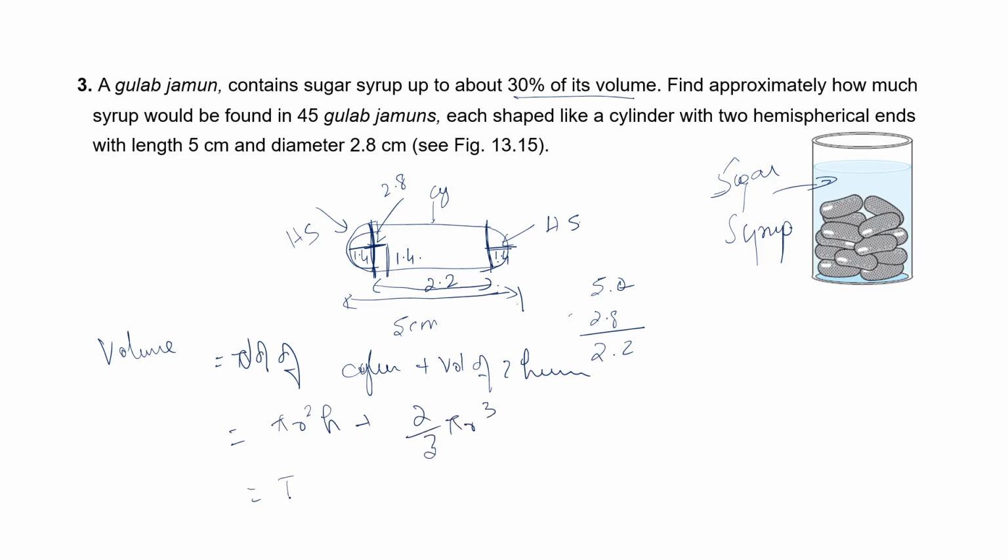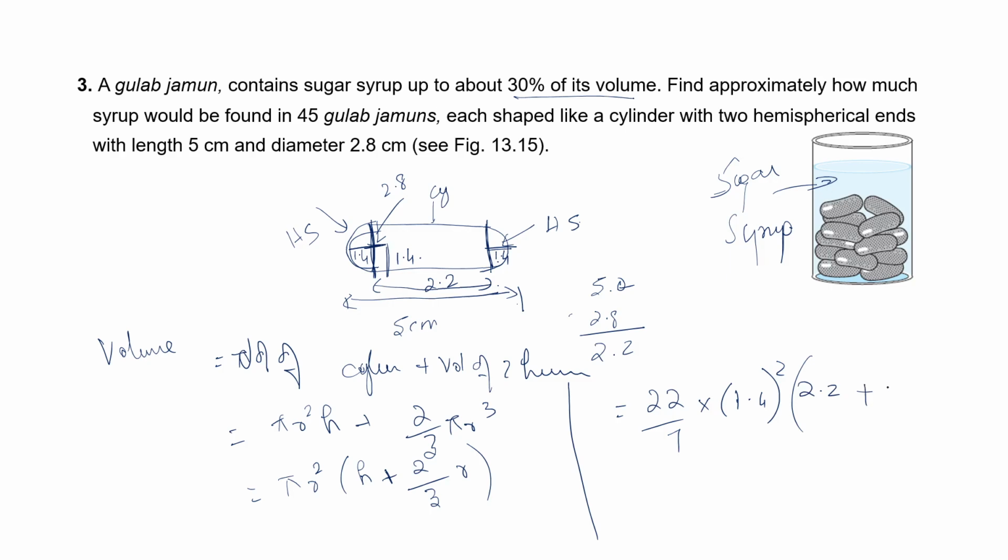Since r is same in both, we can take it common outside. h plus 2 by 3 r, it's exactly similar to the previous sum. So pi, and then r squared is remaining over here. Up to this it is clear? Now we will substitute pi as 22 by 7, r is 1.4 whole square, and h plus, which h? Here it is h of the cylinder. Cylinder h is 2.2, and here it's only r required, so it is 1.4.